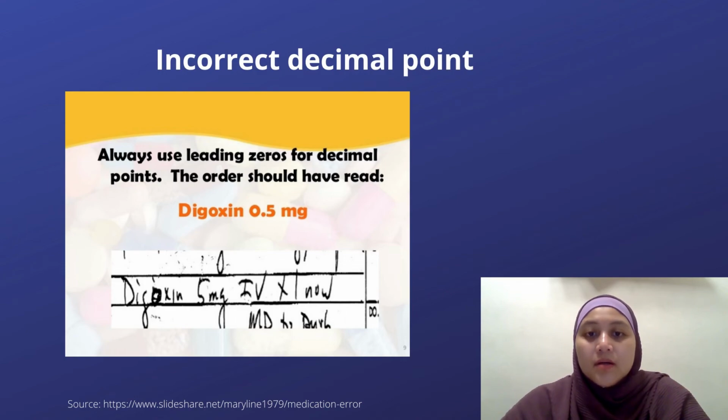Now, some errors occur during writing a drug dose with a decimal point. Please remember to always use a leading zero for decimal points, okay? In the case of digoxin, it should be written as 0.5 milligram instead of just .5 milligram.